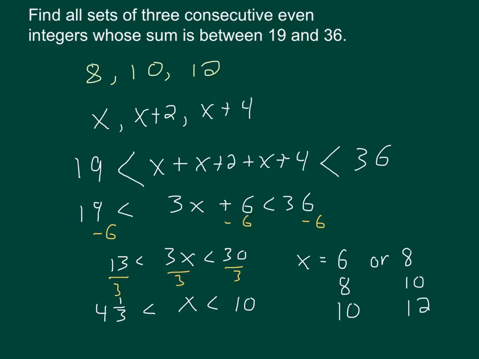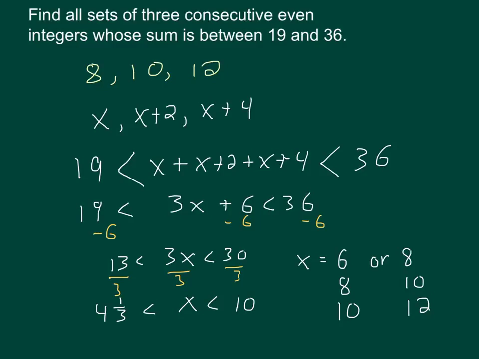Now you may think that these actually violate this rule down here, but remember that this 10 was only bounding the x. The other 2 integers are x plus 2 and x plus 4. So as long as my starting point, the 6 or the 8, is between 4 1/3 and 10, then I'm okay. So I have my solutions.